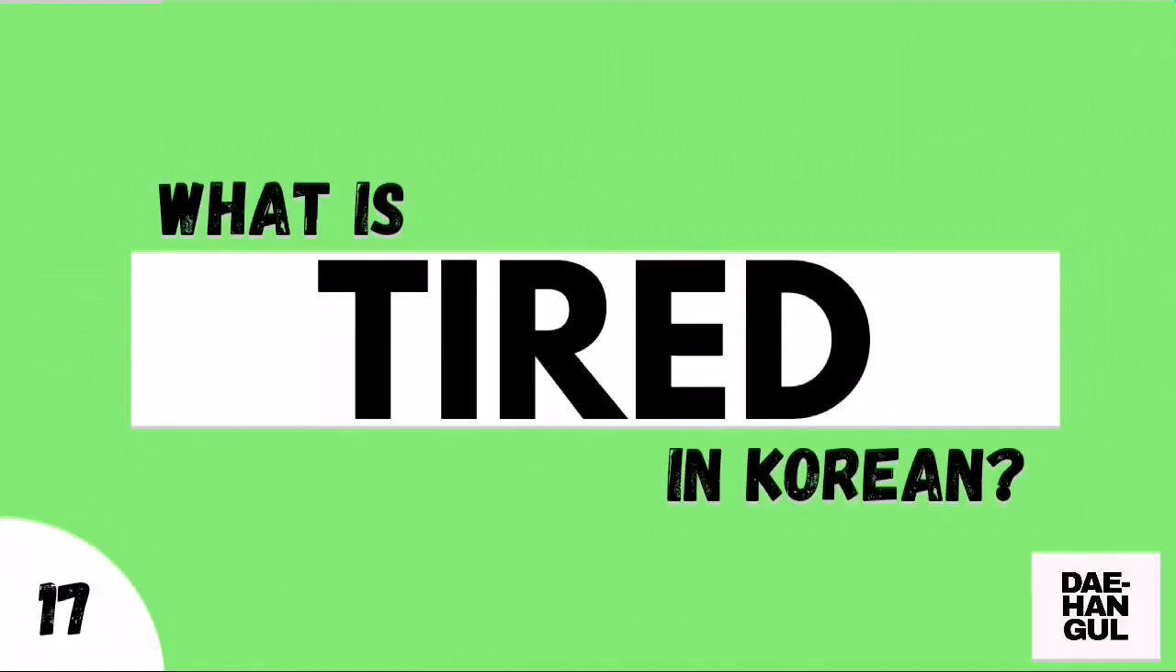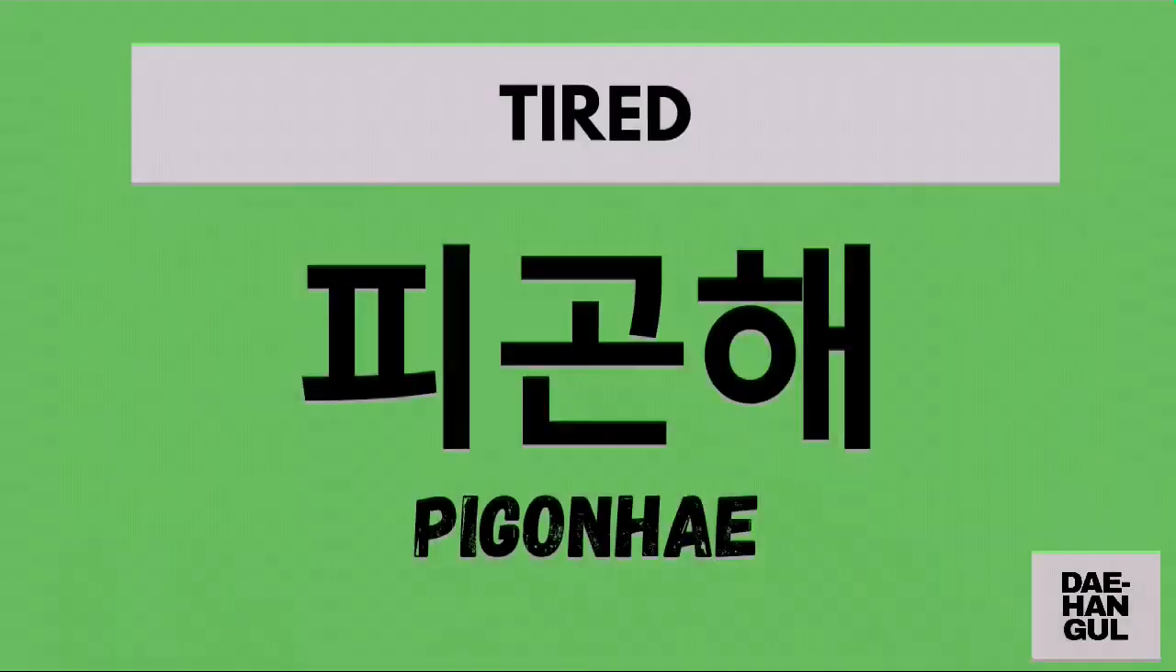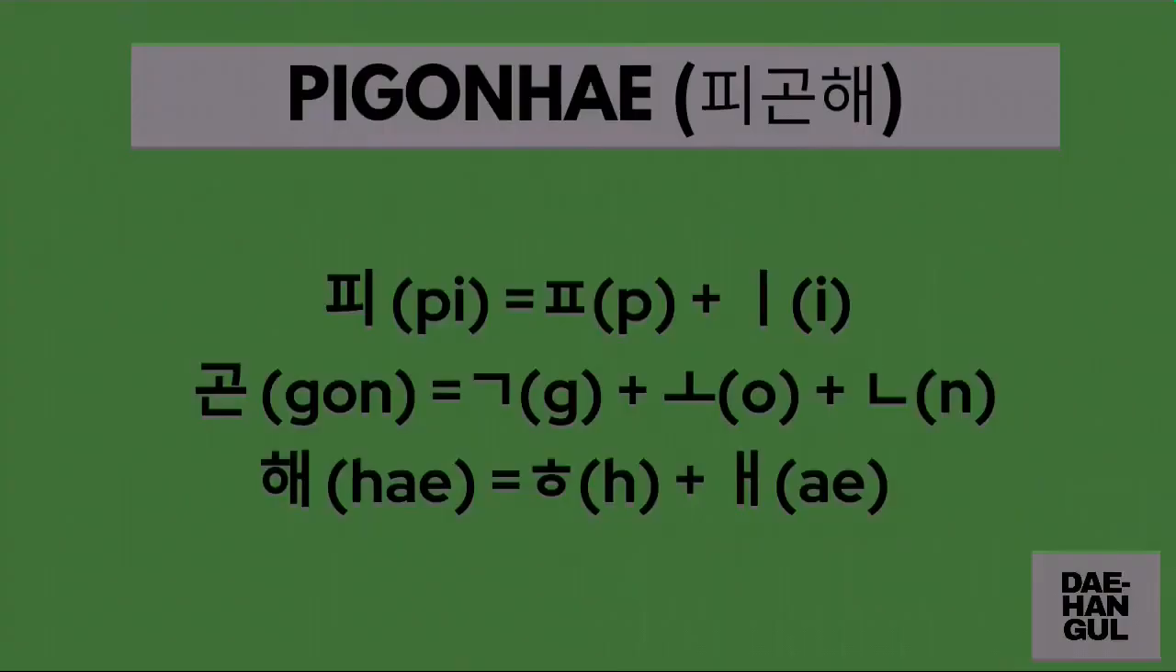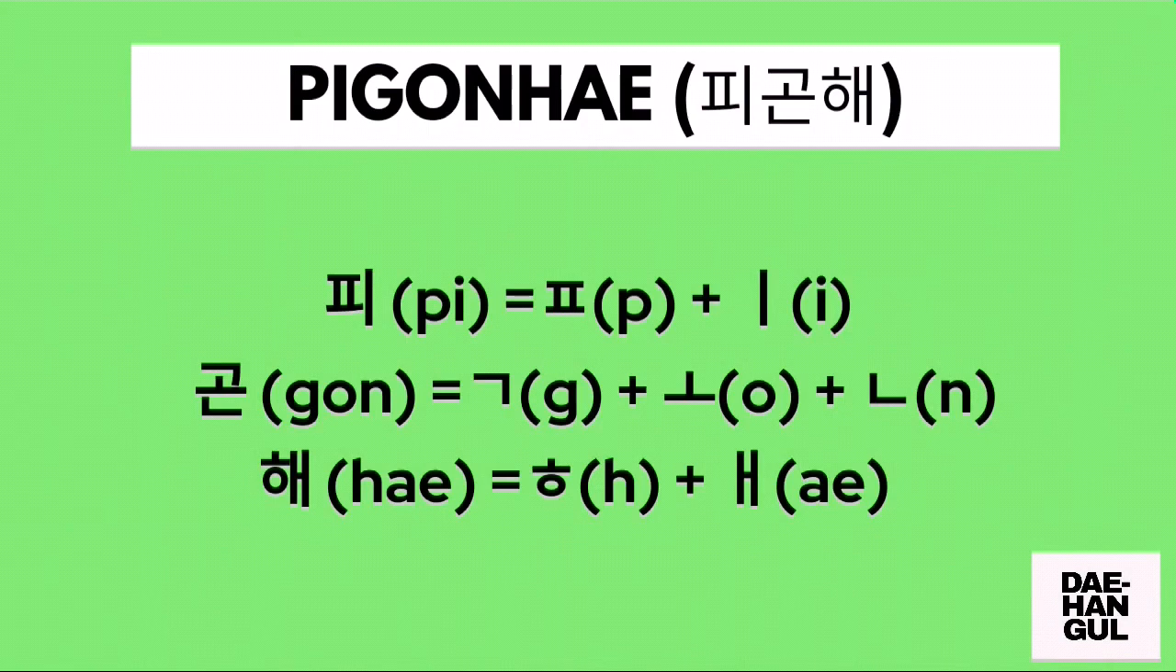What is tired in Korean? If you want to say I'm tired, you can say 피곤해. Again, 피곤해. This is pronounced as a three-syllable word. The first syllable is pi, second syllable is kon, and the third syllable is he. Pronounce it with me. 피곤해. 피곤해. How do we write this in Hangul?